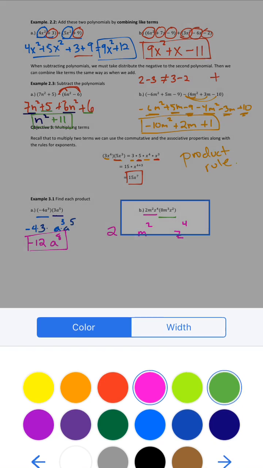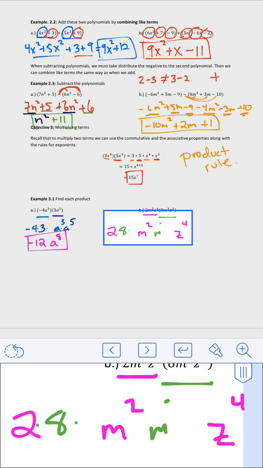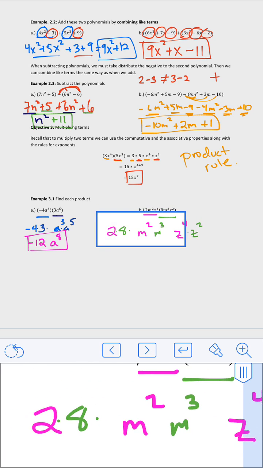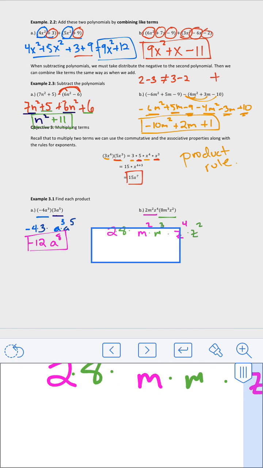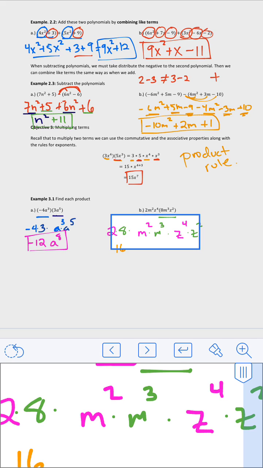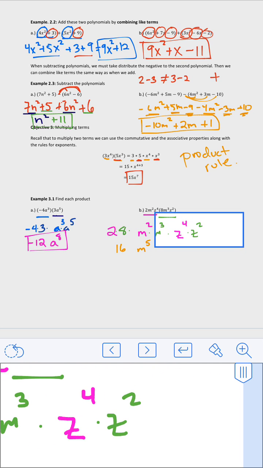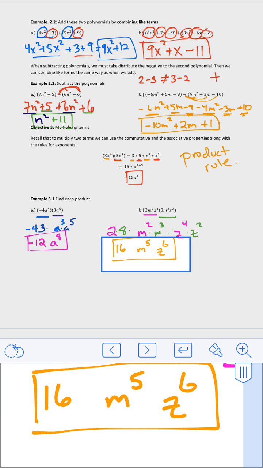And then I'll put 8 over here, the coefficient there. M cubed groups up with the other m, and z squared groups up with the other z, right? So I split it up by type. Since everything's still being multiplied, I can do that. And when I combine them together, I get 2 times 8, which is 16. Product rule here says I have 2 m's and 3 m's, that makes 5 m's. And product rule over here says I have 4 z's and 2 z's, that makes 6 z's. So I end up getting 16m to the 5th, z to the 6th as my final monomial, my final term. Awesome.